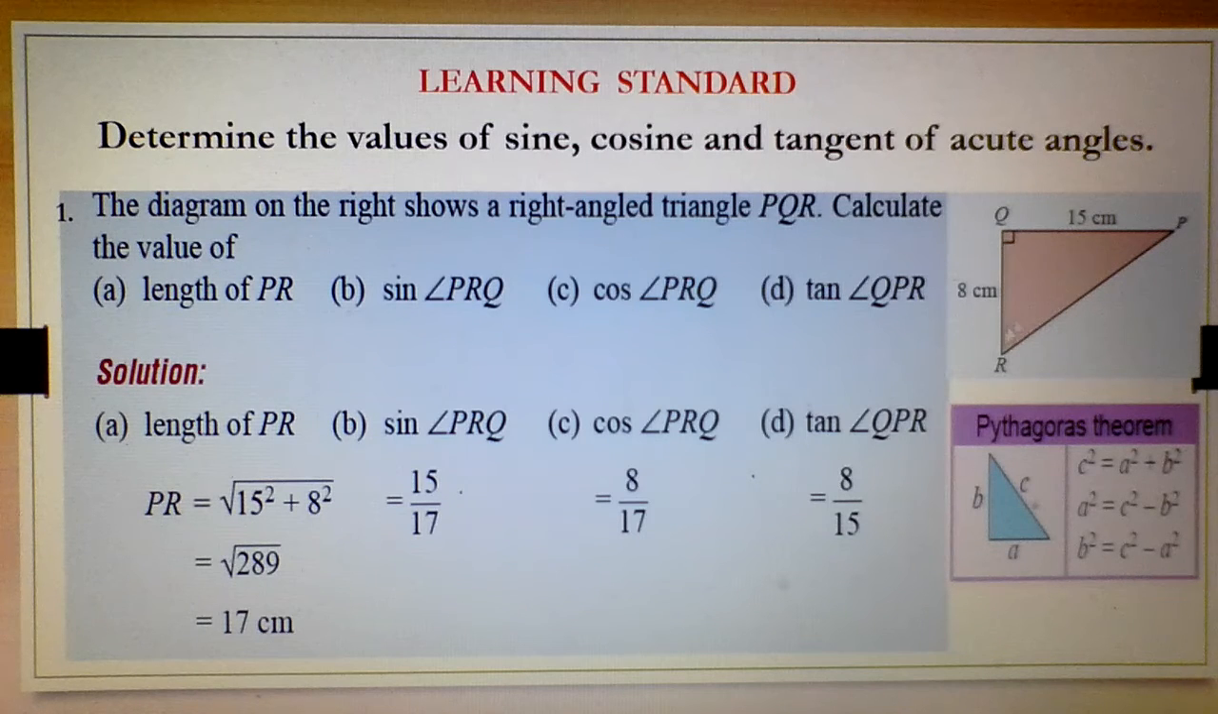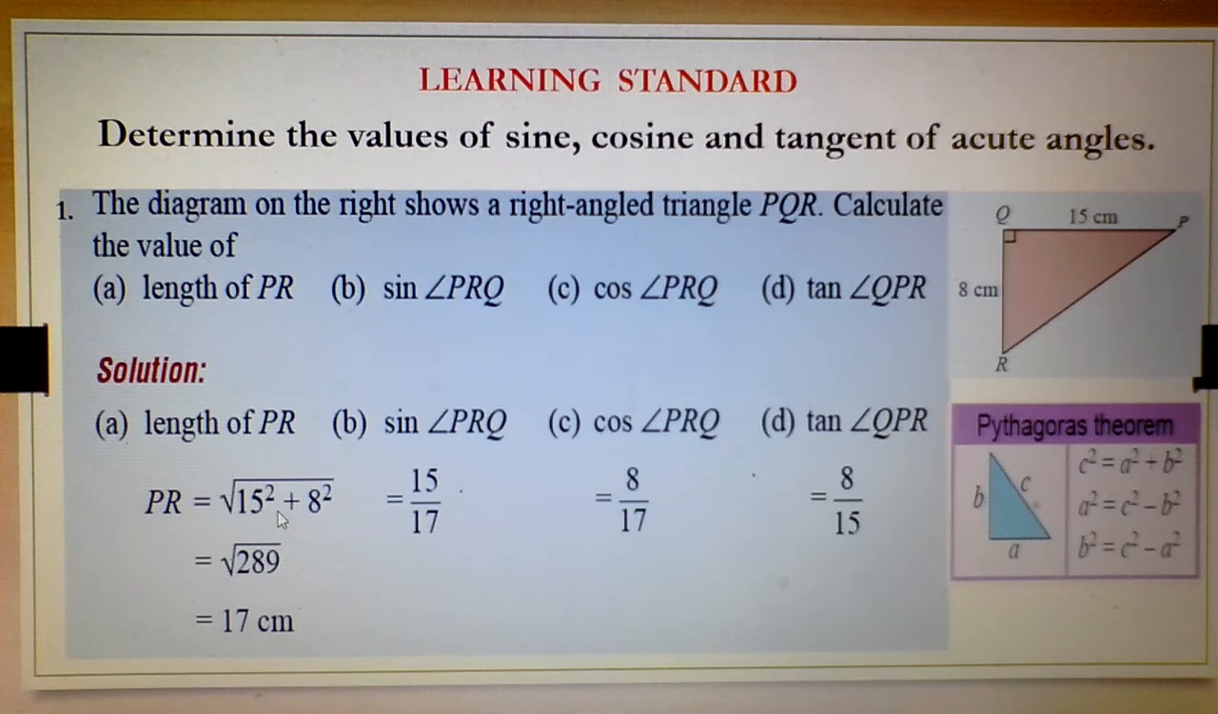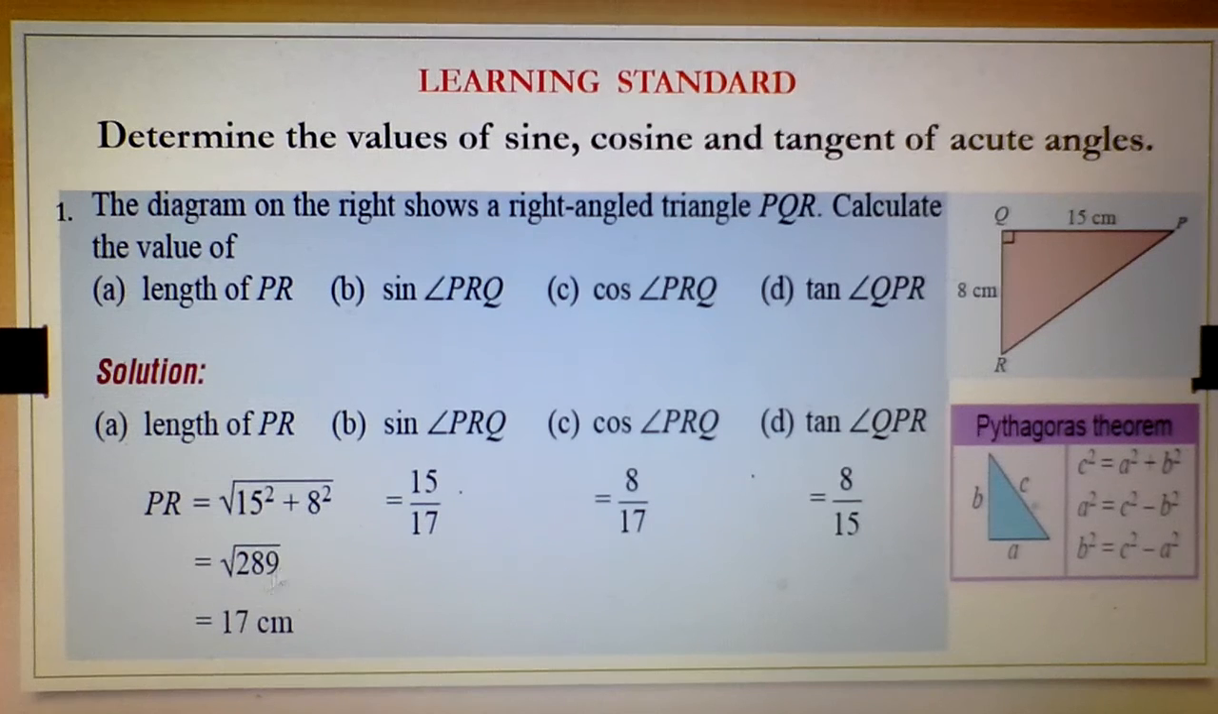PR means the longest side, the hypotenuse, equivalent to the square root of 15 squared plus 8 squared. So equivalent to the square root of 289. Use calculator, 17 cm. Meaning we get the hypotenuse is 17 cm. So if you want to use the formula for sine, cos, tangent, you find the dimension first. Panjang dulu. Cari panjang dulu baru kita boleh gunakan formula.